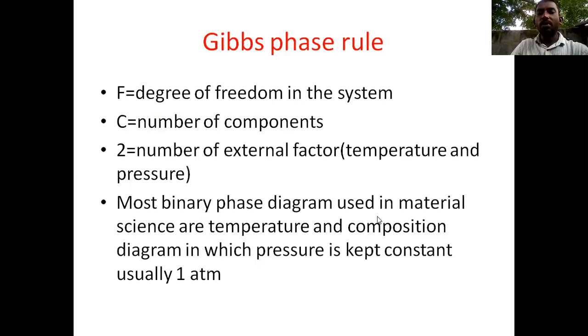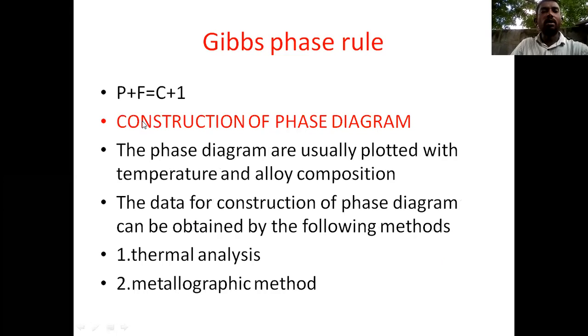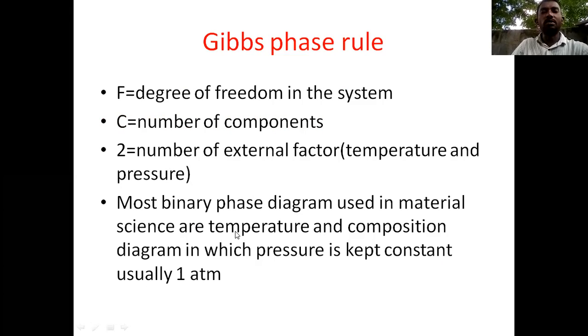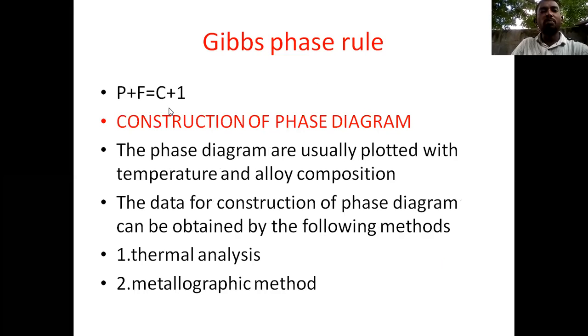Most binary phase diagrams used in material science are temperature and composition diagrams in which pressure is constant, usually at 1 atmosphere. Only then can we use P plus F equals C plus 1. For binary phase diagrams we can use P plus F equals C plus 1.